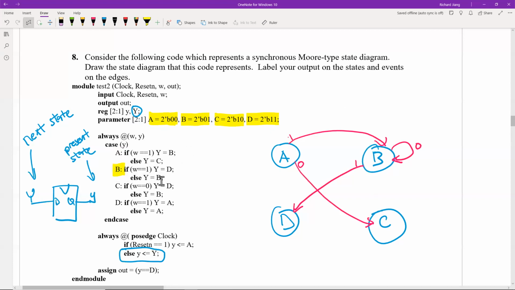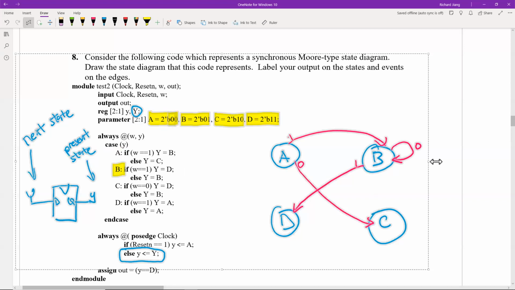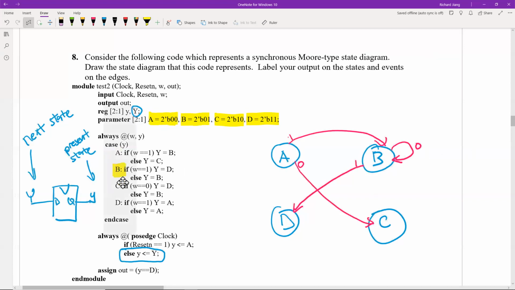Yep. Okay, the next one is C. And you just repeat this for the rest of the case statements, right? Exactly. Do you want me to continue going through this, or you think you got it? I think this one makes a lot of sense already.